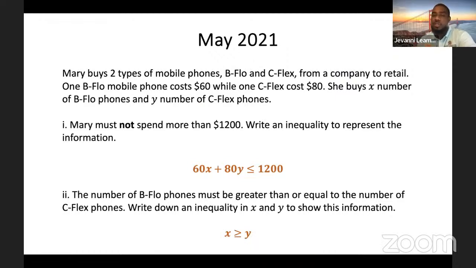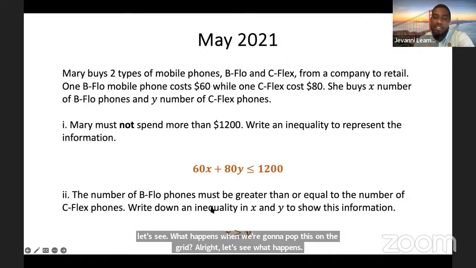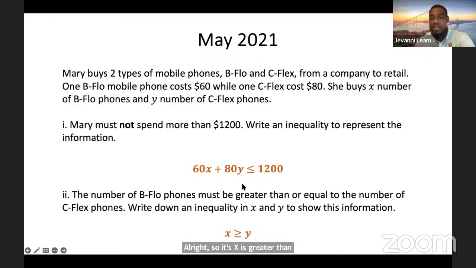All right, that shows a little bit of understanding. But let's see what happens when we pop this on the grid. So it's X is greater than or equal to Y. And obviously we can write this another way. How could we write this, by the way? How else could we write this inequality?